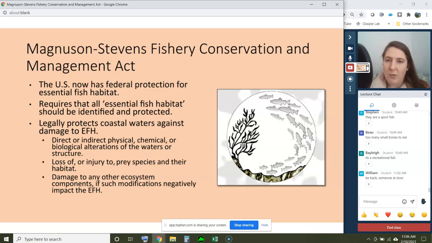So it doesn't just include the fishery species that it's designed to protect, it also includes their environment and their prey. And it includes damages to any other ecosystem components if those modifications are negatively impacting the essential fish habitat. So there can be a lot of indirect impacts that are covered by essential fish habitat protection as well.